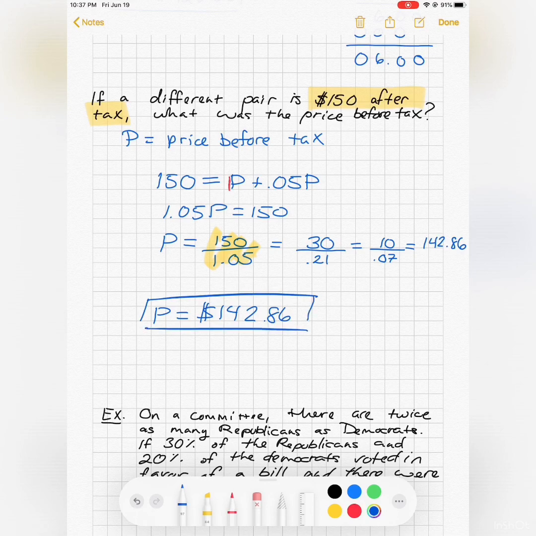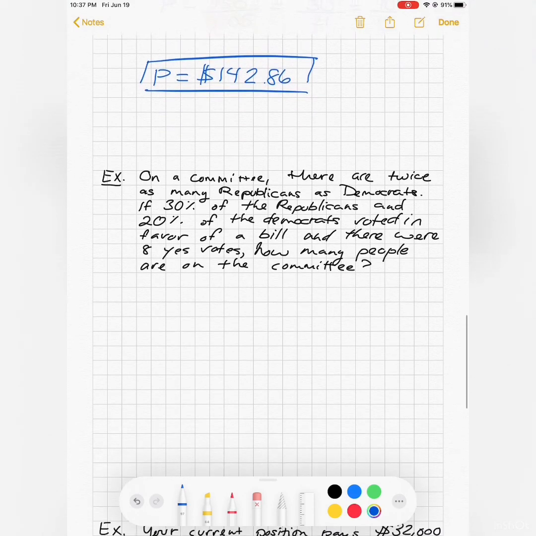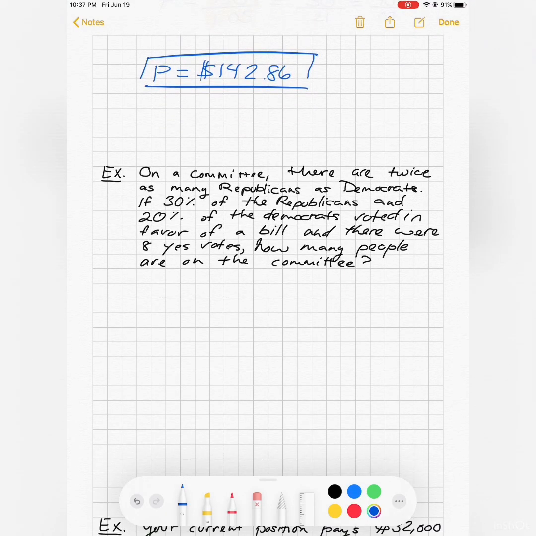Okay, so this is the price before tax. All right, and then the price after tax was 150, so that seems about right. Okay, what's next?